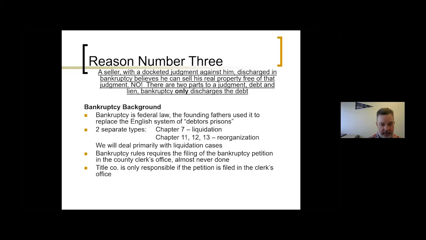You've got two types of bankruptcies that we see. Mostly are the Chapter 7, which is liquidation, and then Chapters 11, 12, and 13, which are reorganization. We deal mostly with liquidation cases. The bankruptcy rules technically require the filing of the bankruptcy petition in the county clerk's office. That's almost never done. And we would only really be on the hook for a claim, the title company, if the petition was filed in the clerk's office.